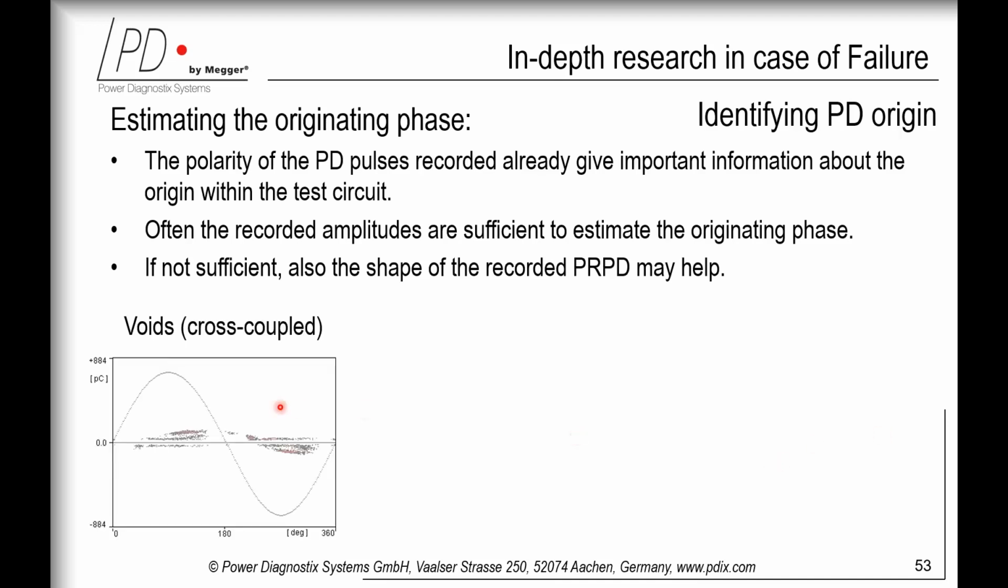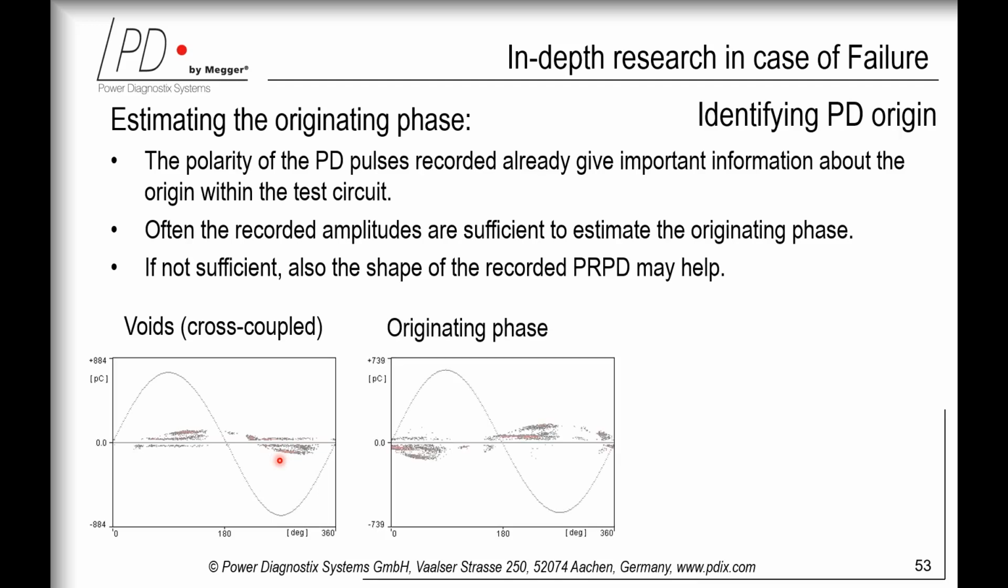Here you see at least two voids. However, these two voids are not following the sine wave. So this led to the conclusion that these signals must be cross-coupled signals. This is a signal recorded on the originating phase. Here you see the voids following the sine wave again.